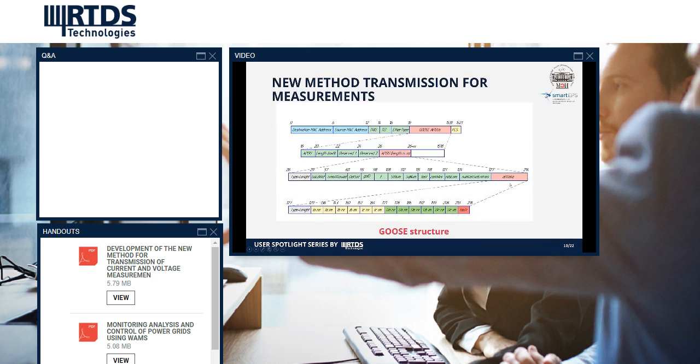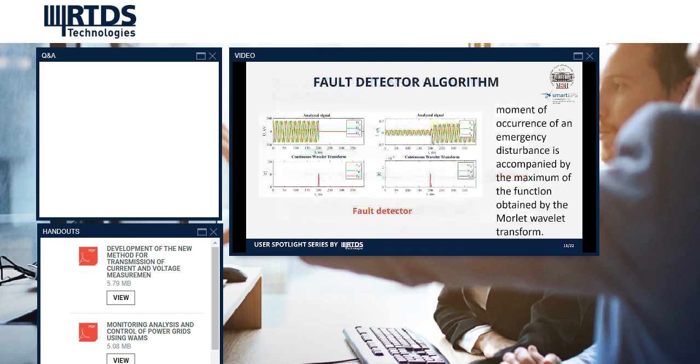Now we will look at the GOOSE message structure using the new method of transmitting measurements. Phasor measurements can be represented as amplitude and angle, or real and imaginary parts. In this case, 12 orthogonal components are presented, 2 for each phase. I would like to point out that each logic unit has a fault detector that is triggered upon the occurrence of process disturbances.